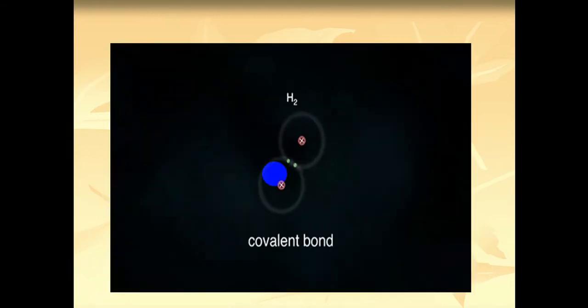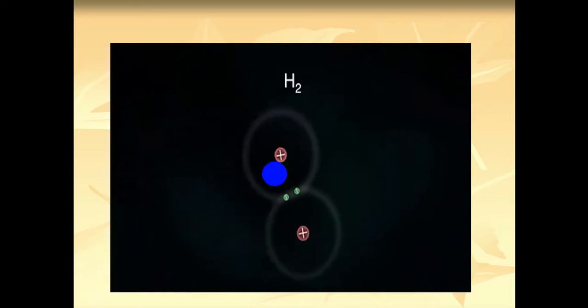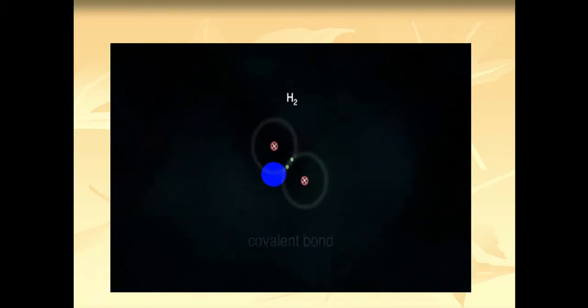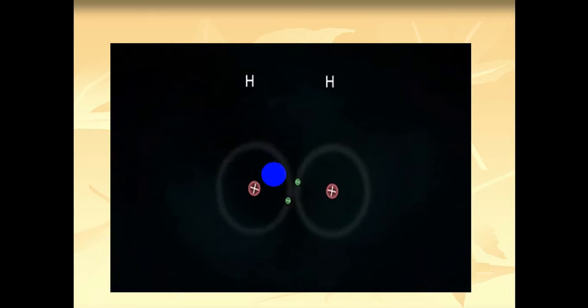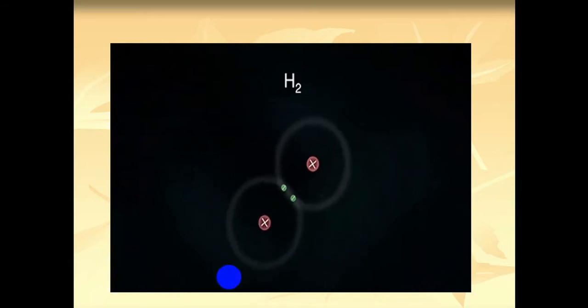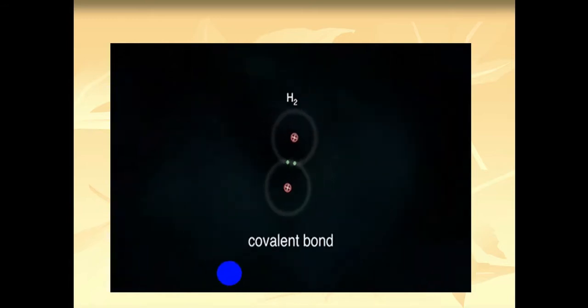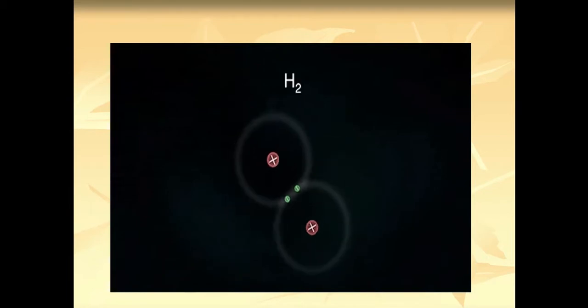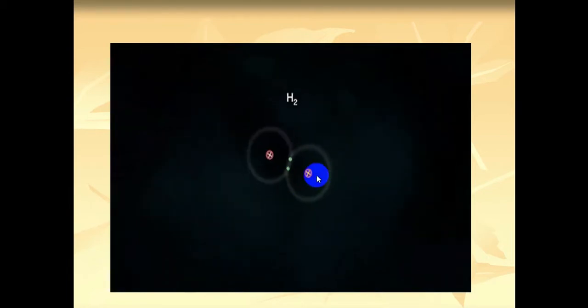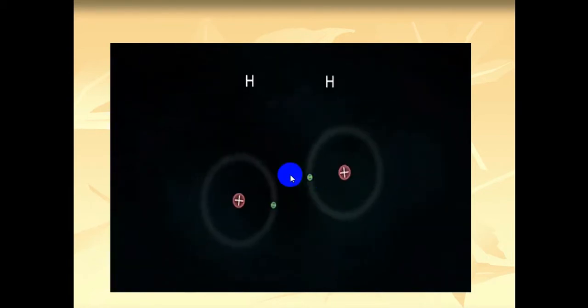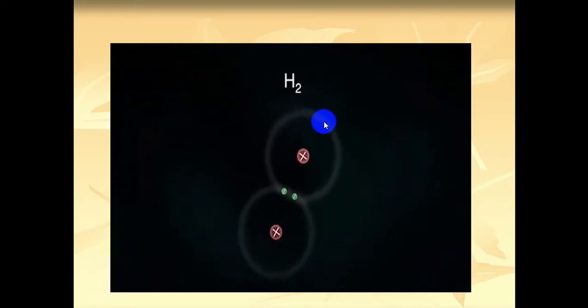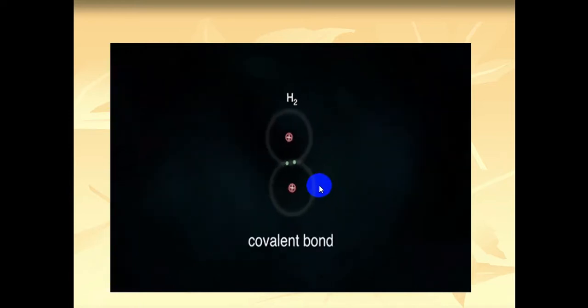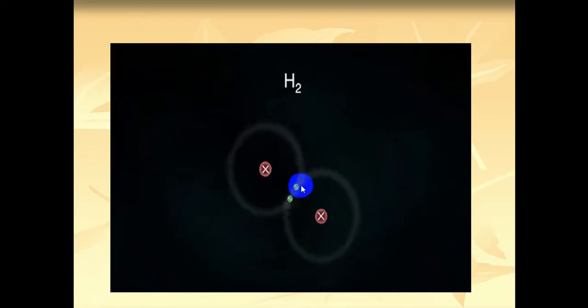Each hydrogen atom has one electron, and it needs another electron to complete the first energy level, which carries only 2. So in this case, each hydrogen atom shares one electron with the other hydrogen atom. This hydrogen atom will have 2 electrons, and this atom also will have 2 electrons, and this is called a covalent bond.